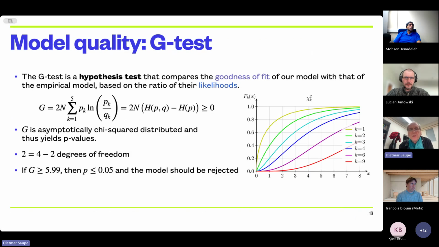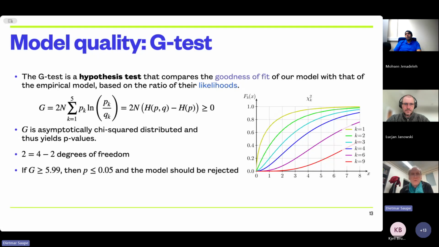So those are our 3 types of models, and now we discuss how to analyze that these models will actually give us a statistically valid approximation or estimate of the ground truth, a good model of what we have measured. So the G-test is such a hypothesis test that compares the goodness of fit for our model with that of the empirical model, which is then based on the ratio of the likelihoods. So this is the formula for G. You can look it up on Wikipedia. It is 2 times the number of ratings for one stimulus times the difference of the cross entropy and the entropy of the empirical data.